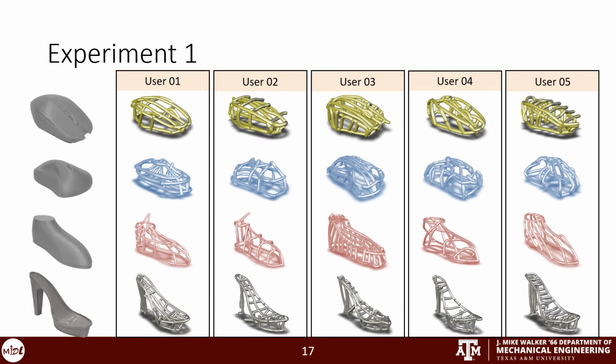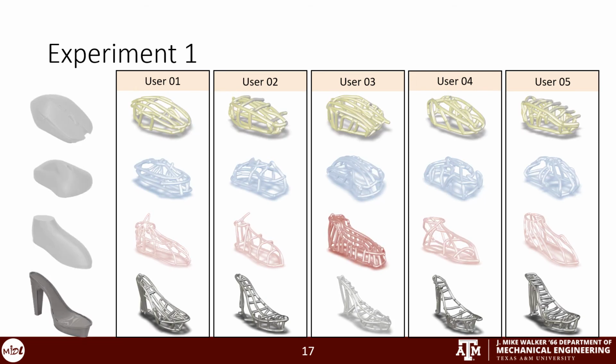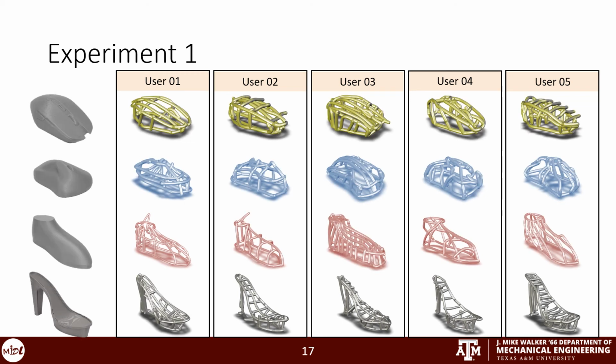For experiment 1, where participants were asked to create curves on the surface of 3D printed objects, we saw a wide variety of designs that were quite unique. Most participants made the highest number of curves for shoe 2, except for user 3, who made the highest number of curves for shoe 1. The reason for this might be the complex geometry of shoe 2. This might also explain why most participants spent the most amount of time creating curves on shoe number 2.